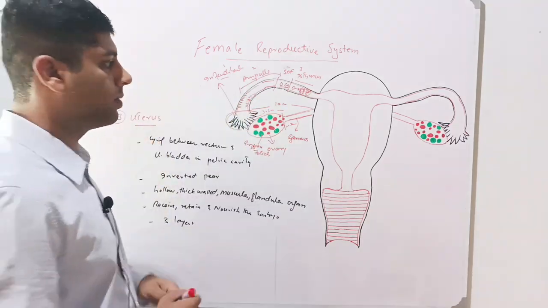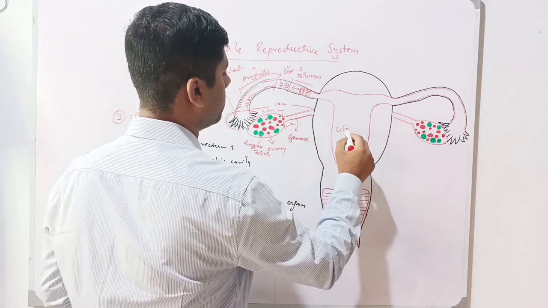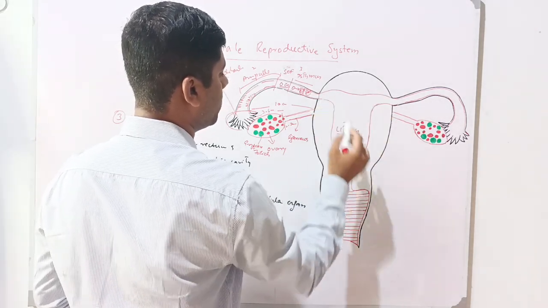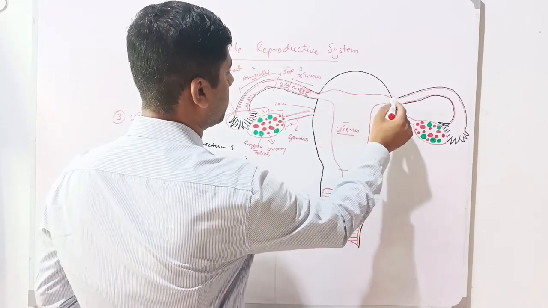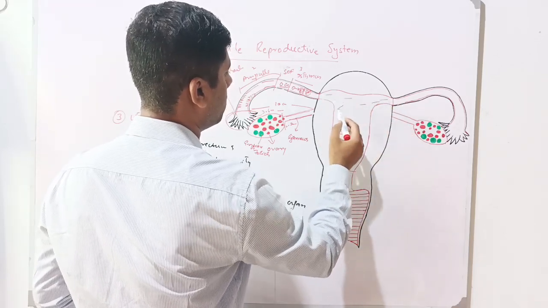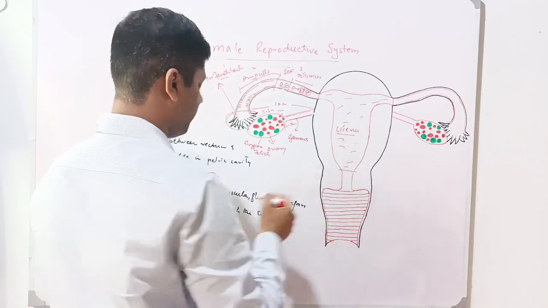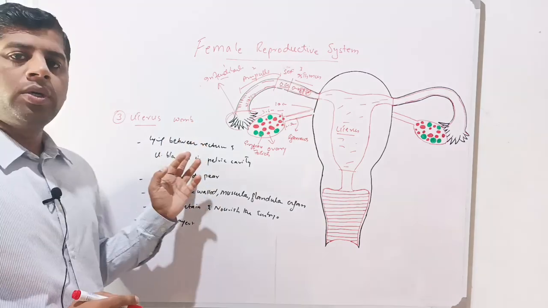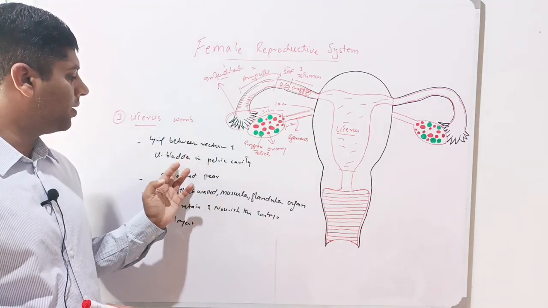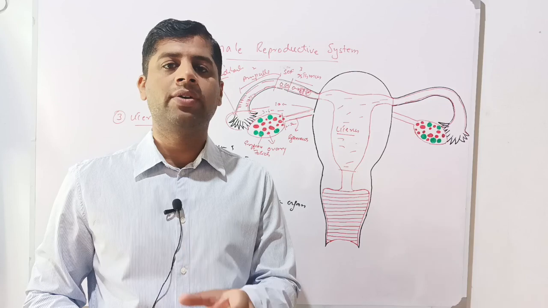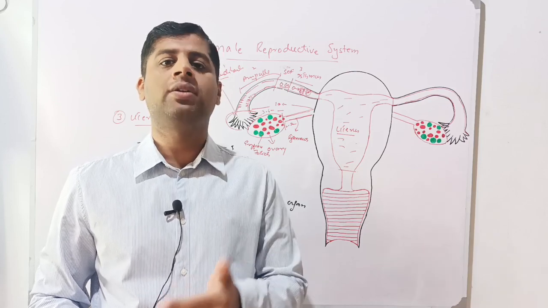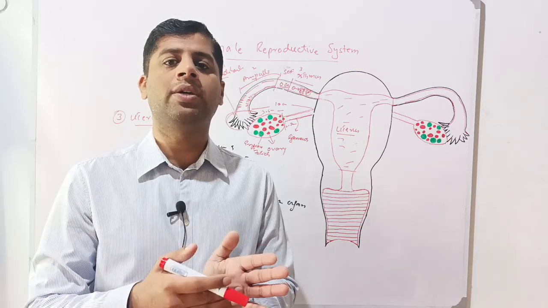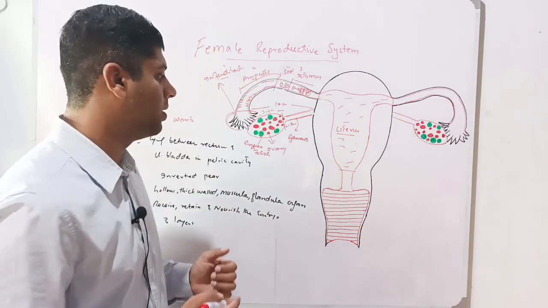The third part is the uterus. This is the uterus. This whole structure, starting from the oviduct up to the cervix, is called the uterus. The uterus is also called the womb. It lies between the rectum and urinary bladder in the pelvic cavity, just behind the urinary bladder and anterior to the rectum. So it is positioned between the rectum and urinary bladder in the pelvic cavity of the female.